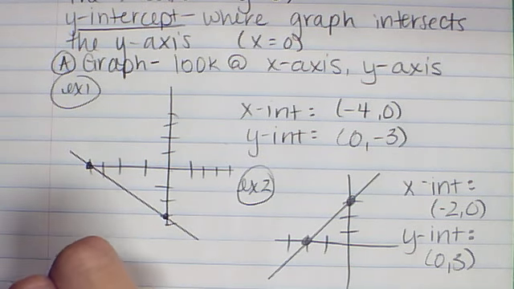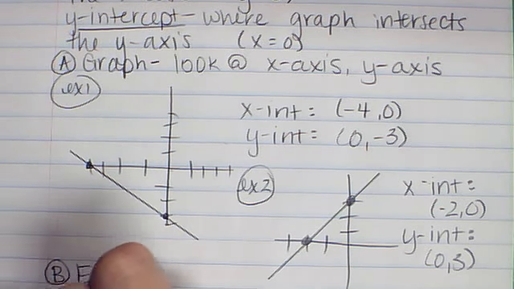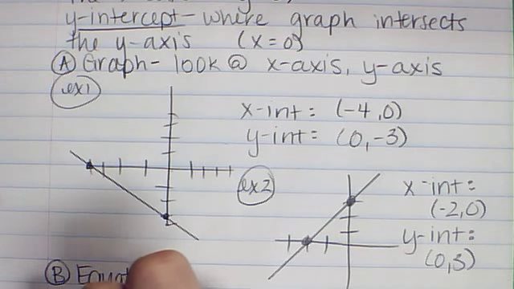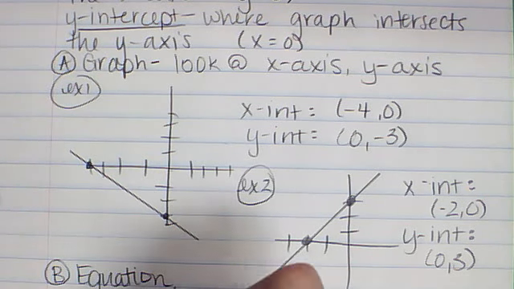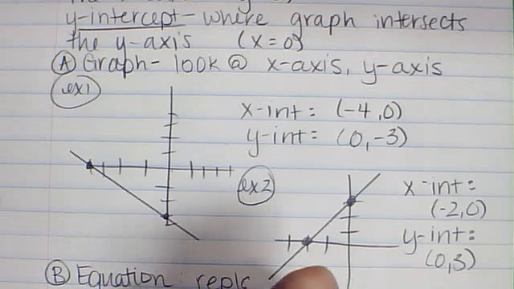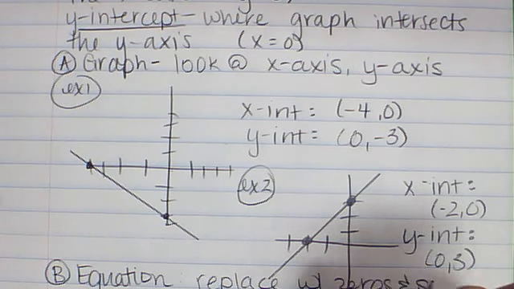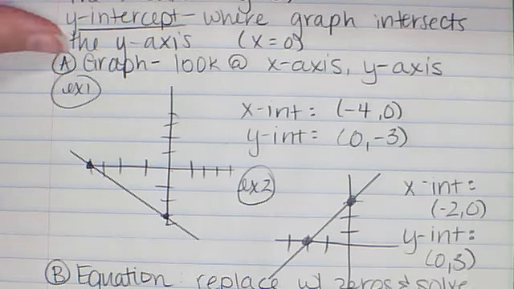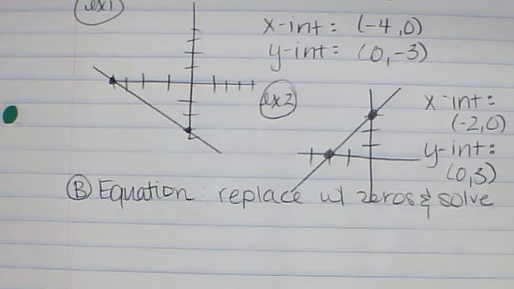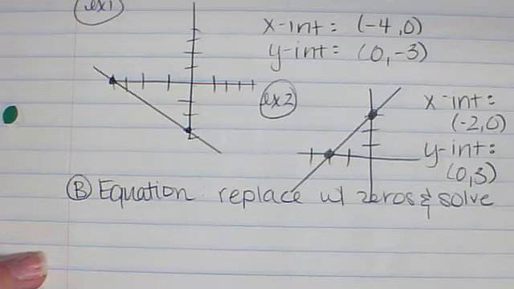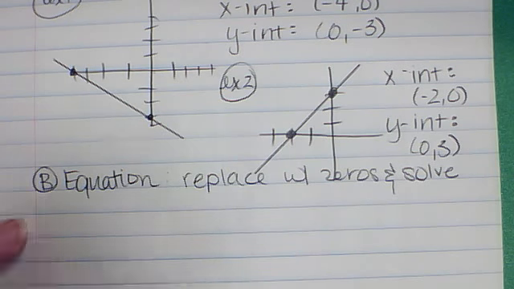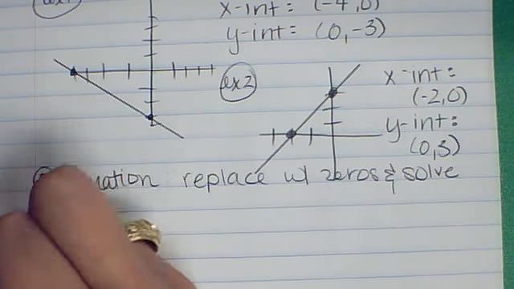The second thing we want to look at is how to find it if we're looking at an equation. And to do that, we're going to replace the variables with zeros and solve. When I say replace with zeros, I mean replace the x with 0 and solve for y, and then replace the y with 0 and solve for x. So it's a two-step process every time.